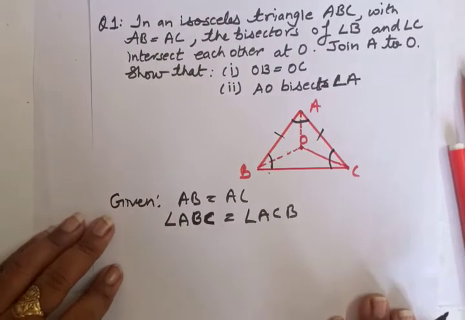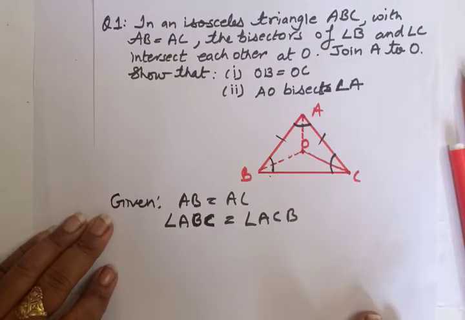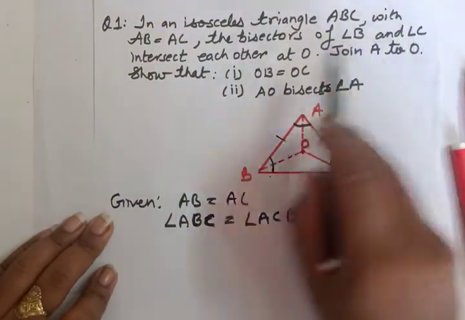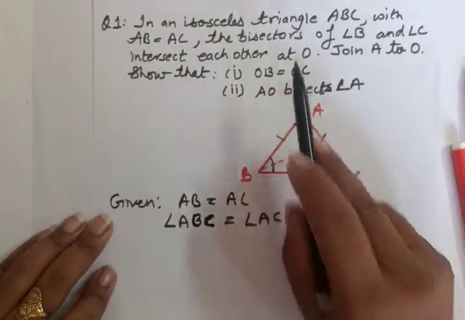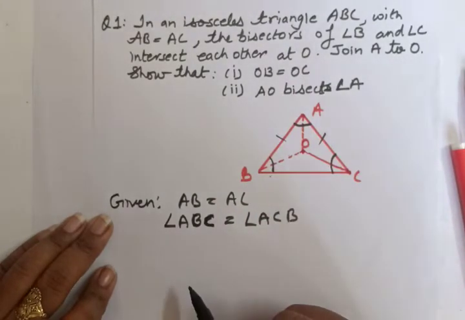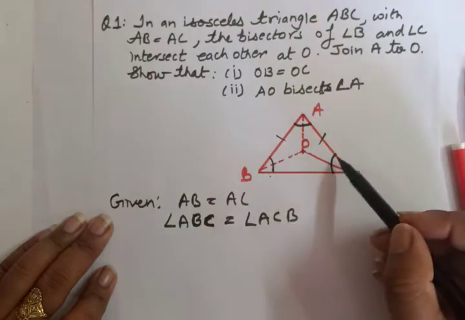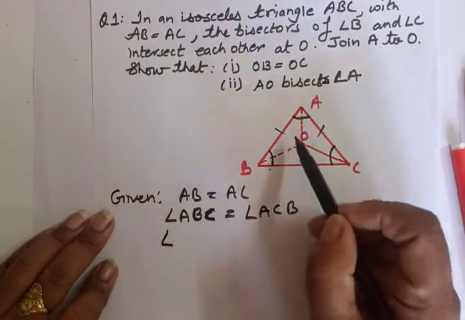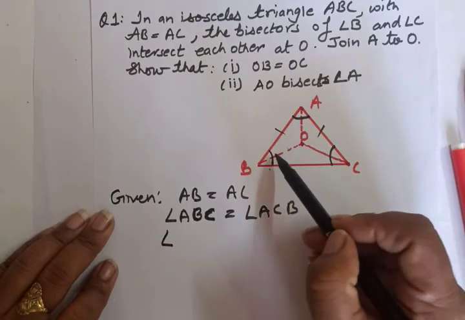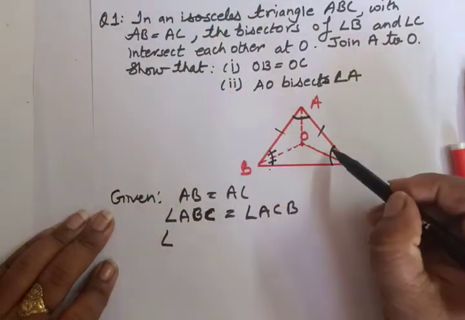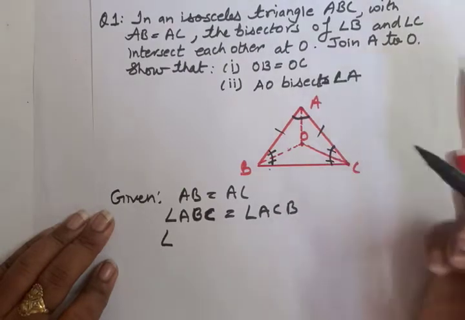Now again, there are a few things also that are given in the question. The bisectors of angle B and angle C intersect each other at point O. Means OB is the bisector of angle B. Yes, and OC is the bisector of angle C. It means angle ABO, this angle is equal to this angle, and this angle is also equal to this angle.